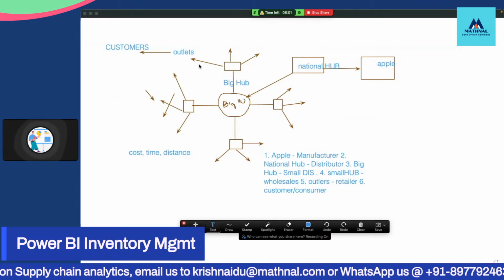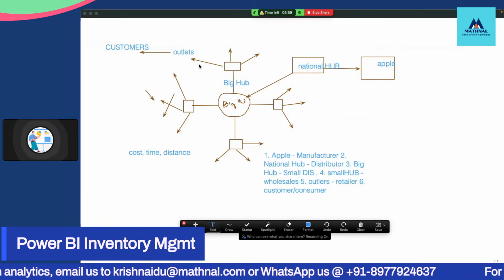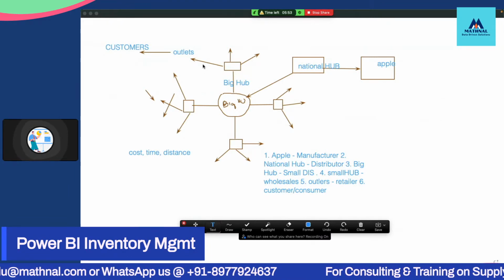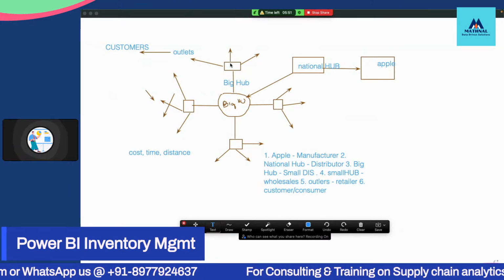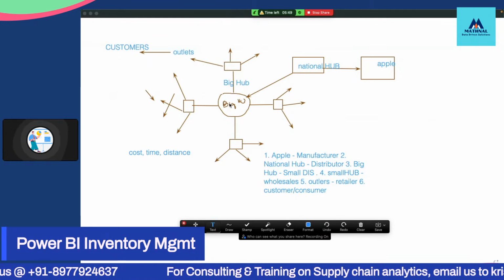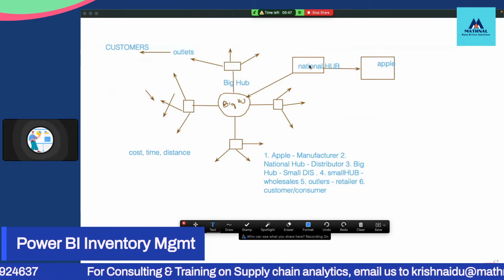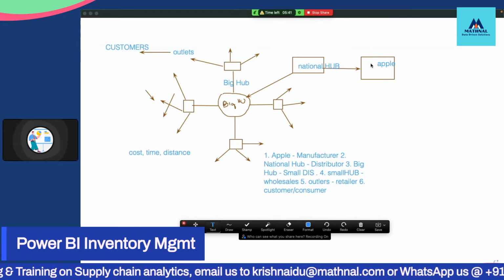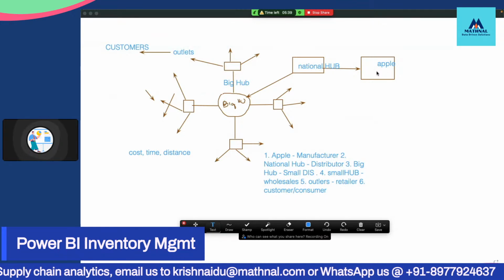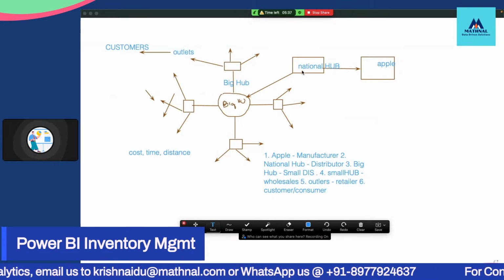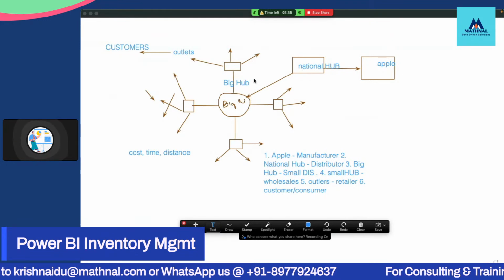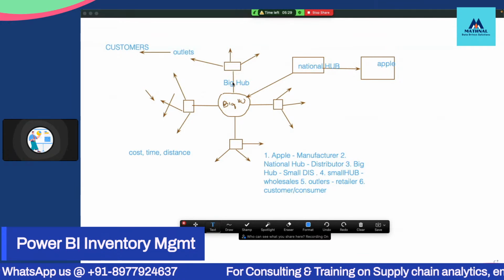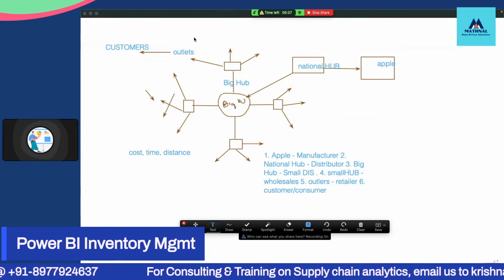But sir, why is the stock decreasing every time when we are going to different places? When you go to outlets, you will always have smaller stock. When you go to small hub, you will have larger stock. When you go to big hub, even more stock. When you go to national hub, even more. If you go to Apple the manufacturer, you will have very high stock. National hub will have lesser stock than Apple. Bigger hub will have lesser stock than national hub. Smaller hub will have lesser stock than bigger hub. Outlets will have lesser stock than smaller hub.